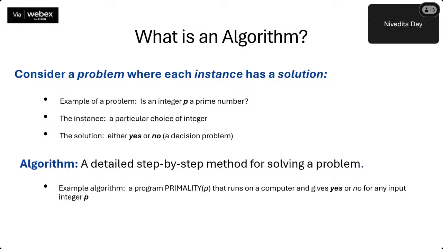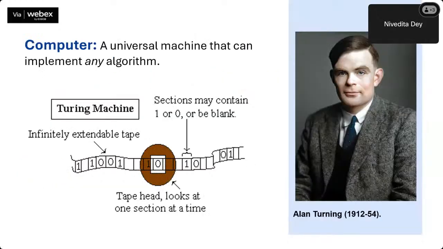So an algorithm is nothing but a detailed step-by-step method for solving a particular problem. These are very fundamental things. Computers and Turing machines were already discussed, but these are a kind of intersection between computing and algorithms, so that's why these things are written.